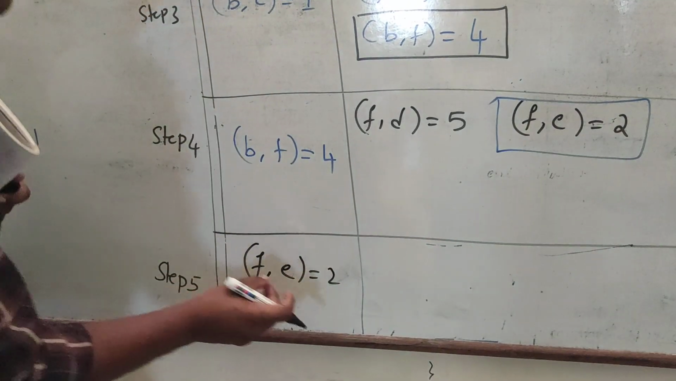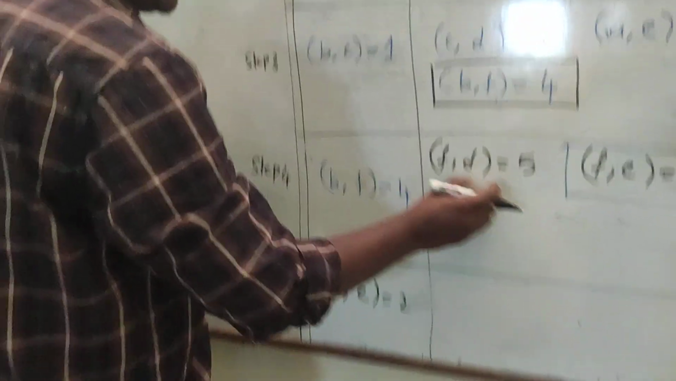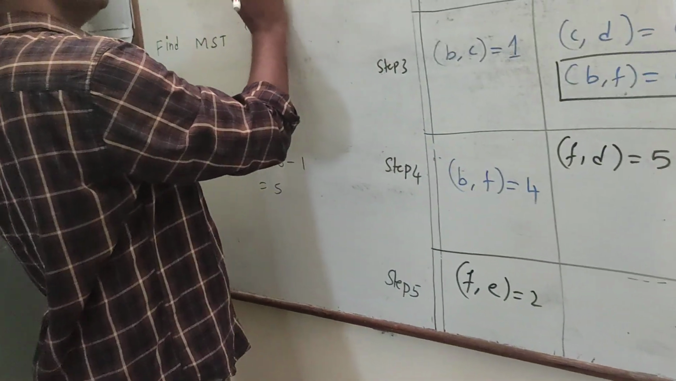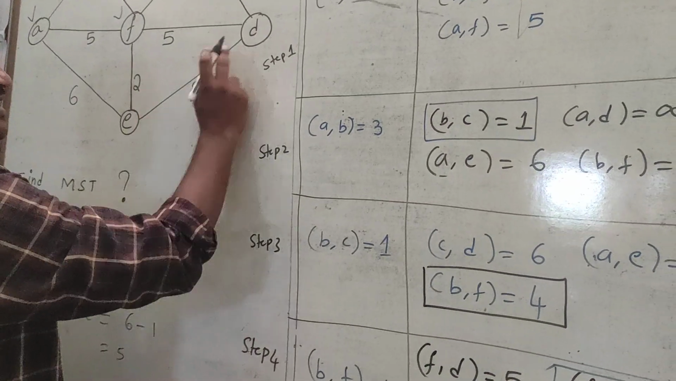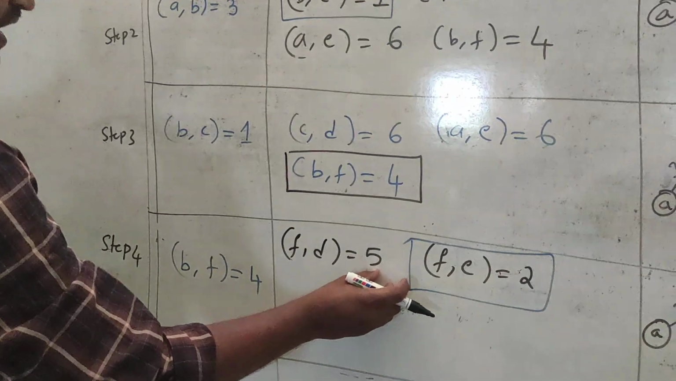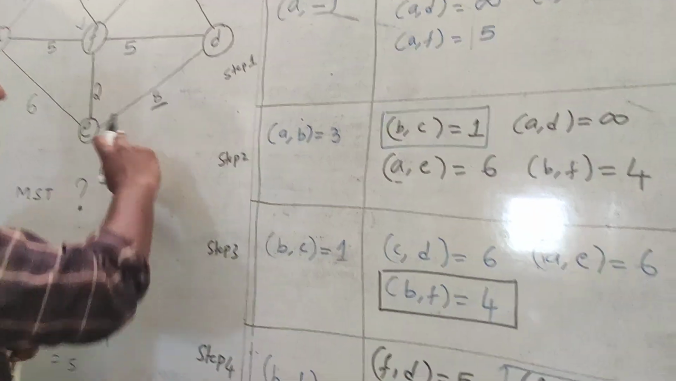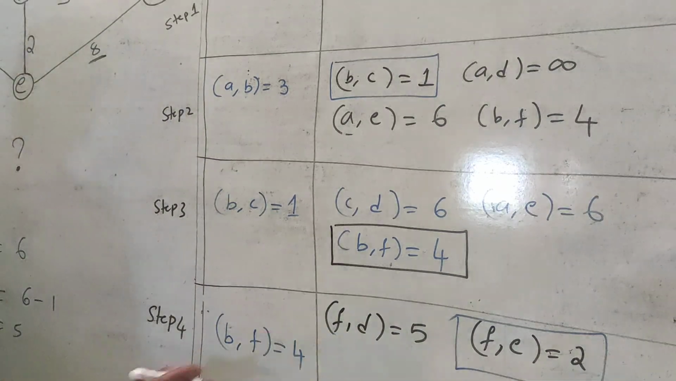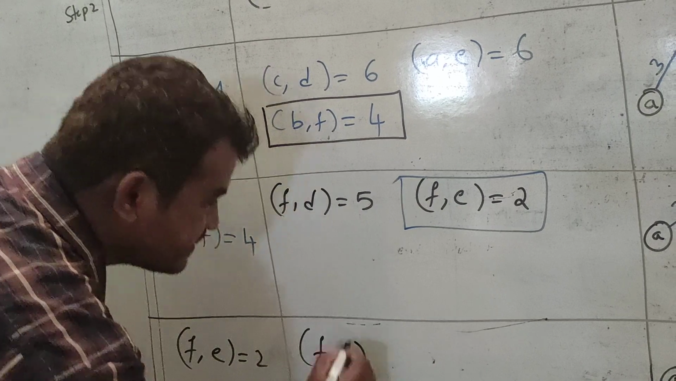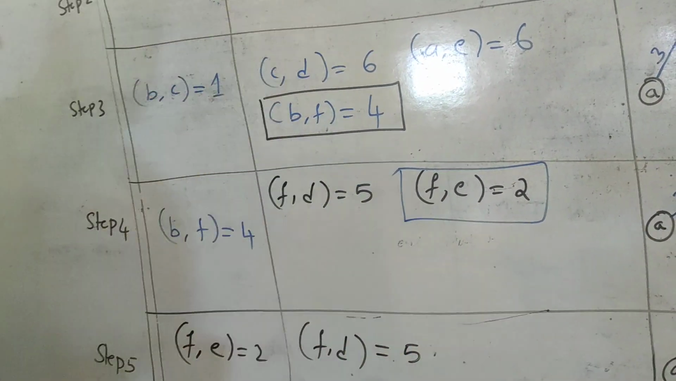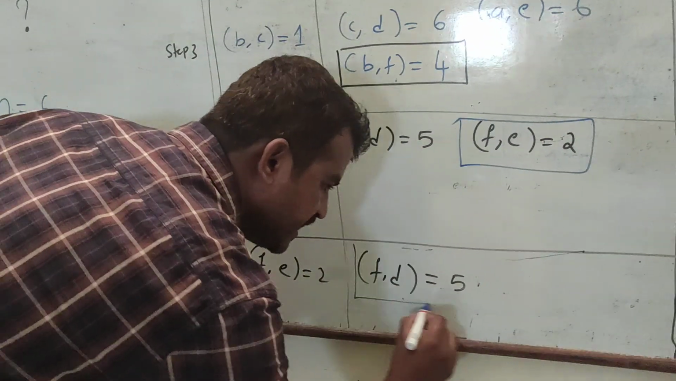You have to make combinations with E to D. F to D and E to D. E to D is what? 8. E to D is 8. Previous value is 5, which is lesser. F to D is 5. E to D is 8. Comparing this edge with this edge, the least edge is 5. Then I don't want to change. You have to take the same value, same edge here. Only one edge is left out now. Then the only option is you have to select this edge.